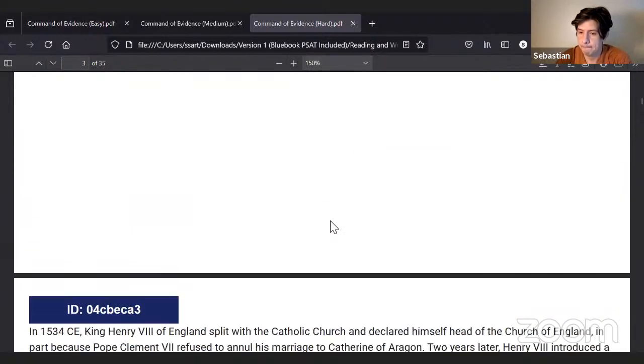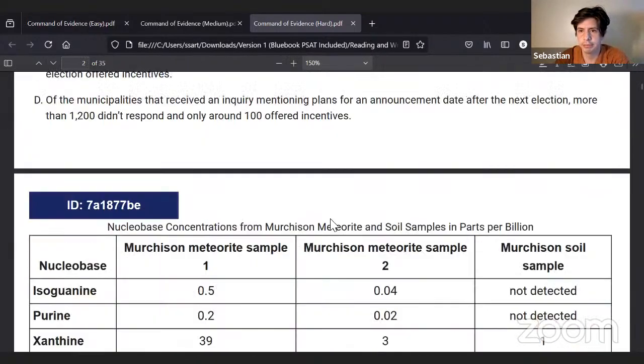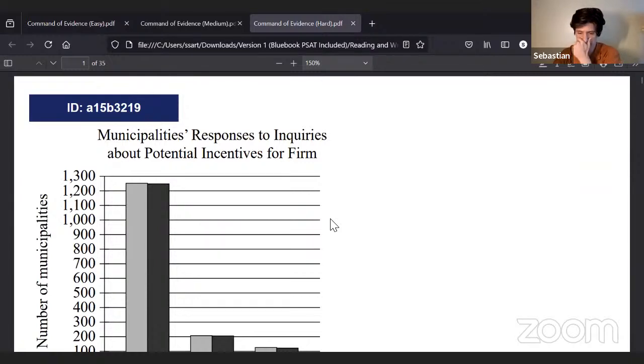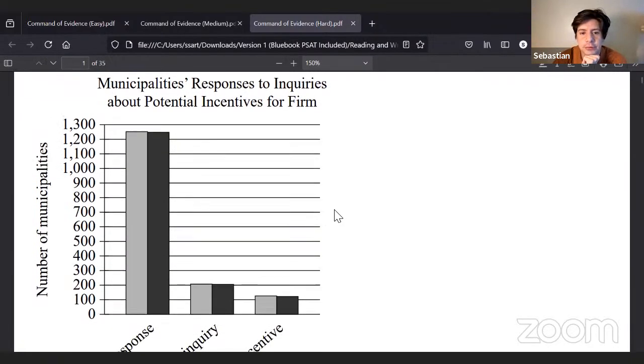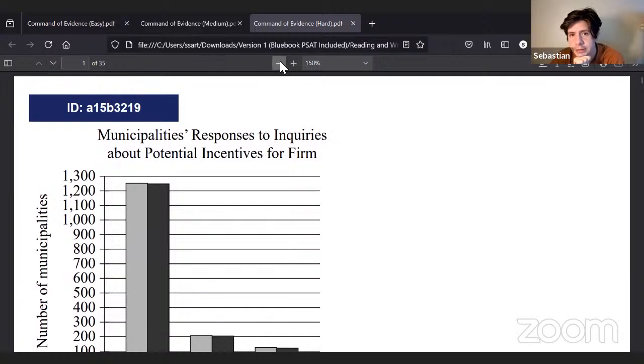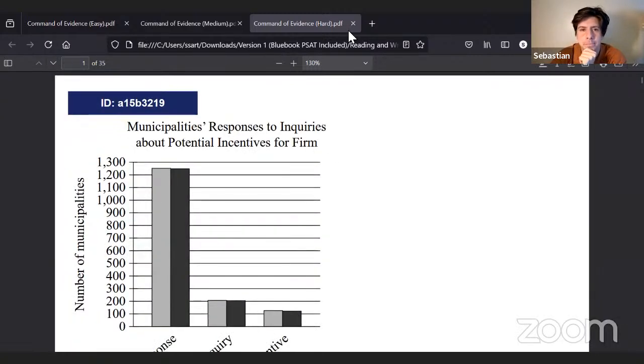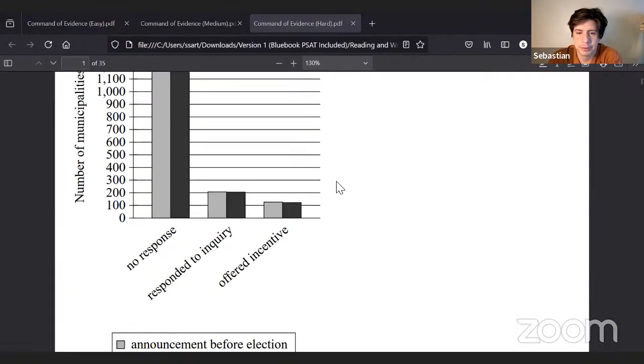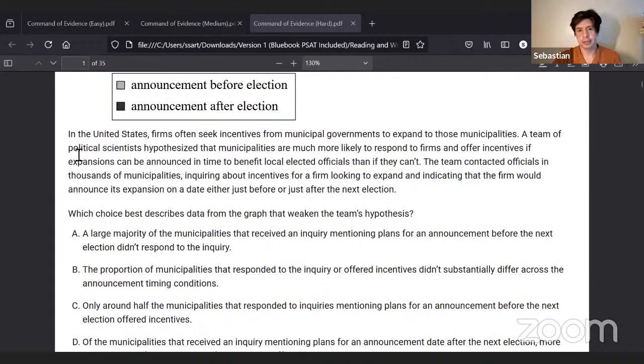Okay. So I'm just making this nice and big so it's legible for everyone because there's a lot going on. And I'll scroll up and down. Okay, so I'll make it a little smaller. So municipalities' responses to inquiries about potential incentives for firms. Okay, so what I like to do is I read the passage. I don't even really look at the top, even though I just did that. Then I read the question, then I look at the data and I start going back and forth between the data and the answer choices, right?